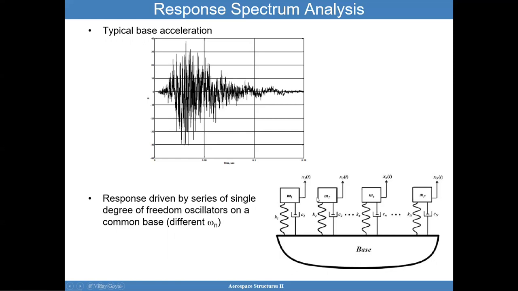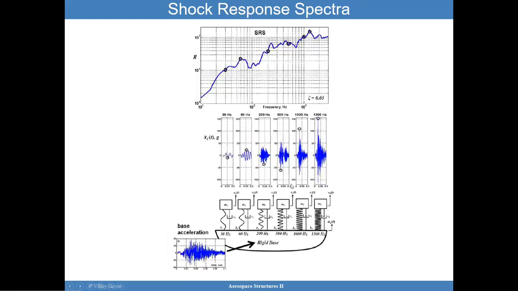These single degree of freedom systems have different omega n's, and that's done on purpose. And the idea now is to excite this base with these different frequencies, and calculate for each of these inputs an output of how this mass moves. So here's an example. Again, I have a base acceleration applied to this rigid base. In this case, I've selected six discrete points: 30 hertz, 60 hertz, 200 hertz, 500 hertz, 1000 hertz, and 1300 hertz.